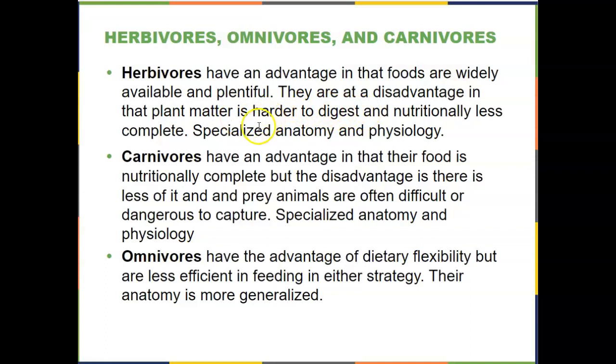And additionally, plant matter is nutritionally less complete, particularly in the way of amino acids and certain lipids. Herbivorous animals usually have anatomical adaptations that make them better at eating plant matter, and physiological adaptations to take advantage of that anatomy. Carnivores, the big advantage for them is that their food is nutritionally complete.